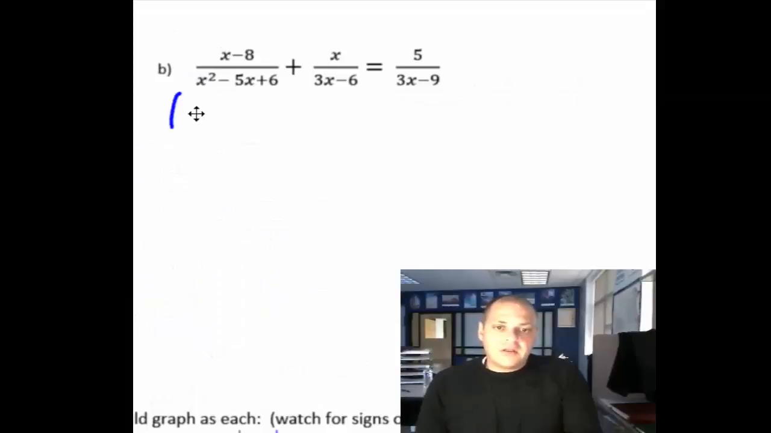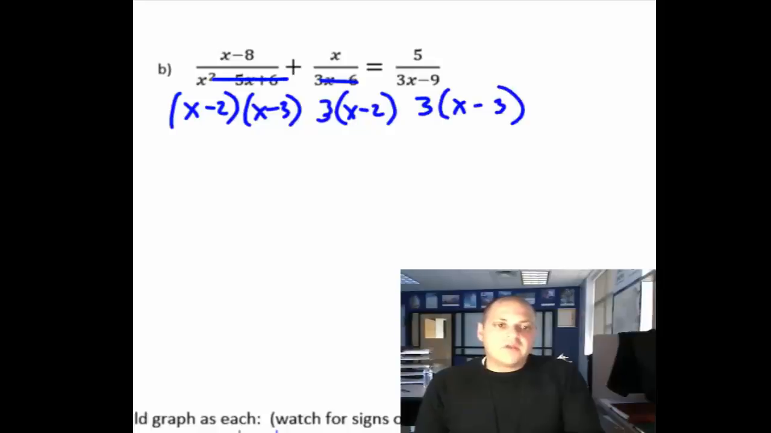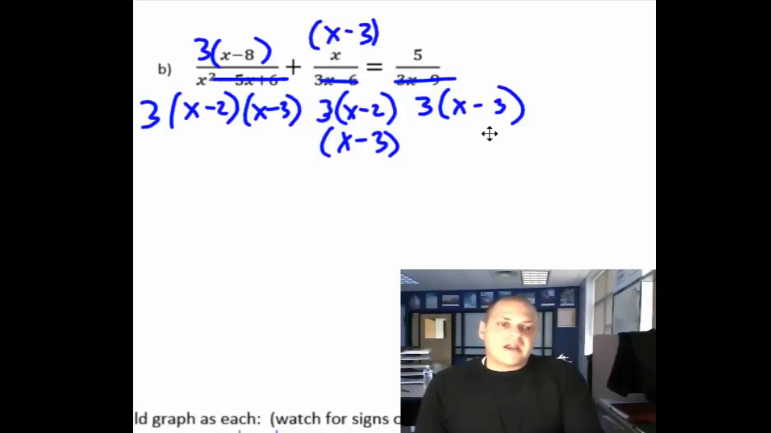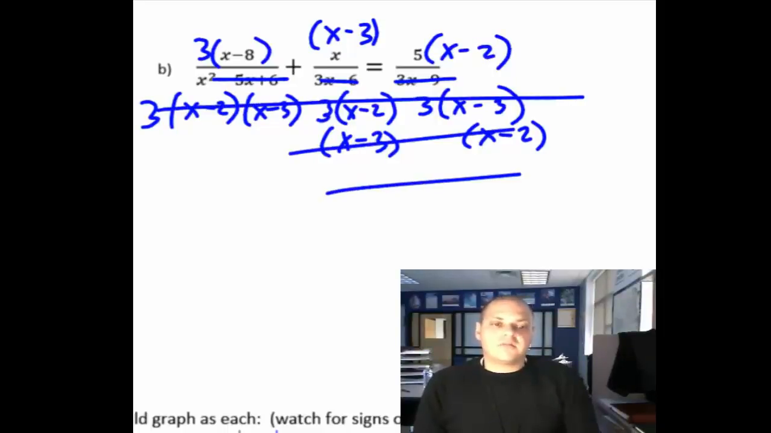Factor x minus 2, x minus 3. This is 3, x minus 2, and this is 3, x minus 3. So what are we missing? All right, I have a 3, a 3. I need a 3 here, so I need a 3 here. That's easy. I need an x minus 3 here. I need an x minus 3 here. I need an x minus 2 here. I need an x minus 2 here. All right, so denominator's gone.